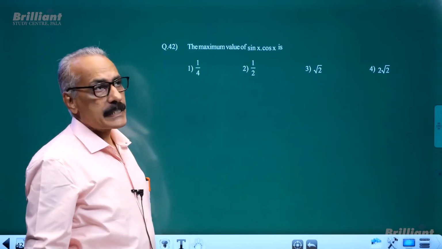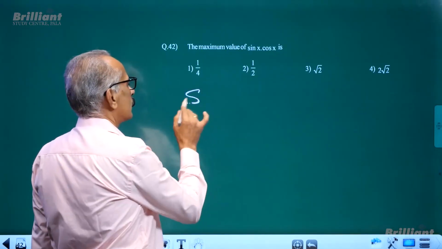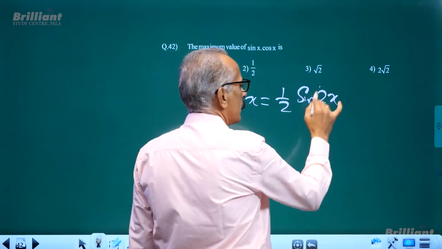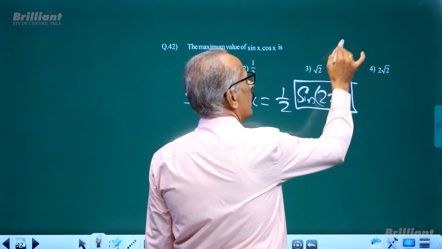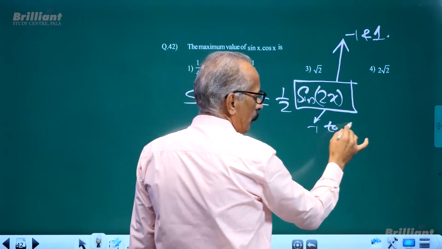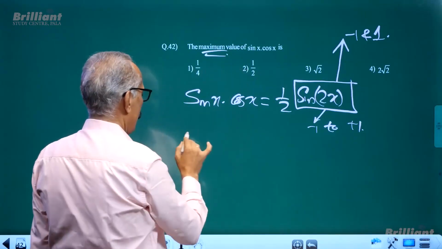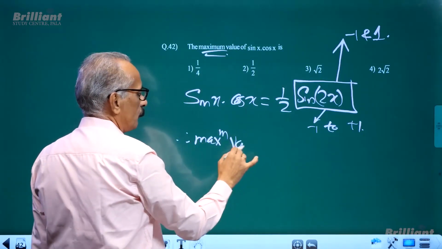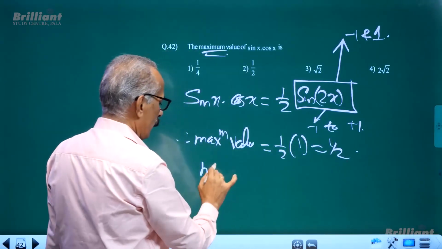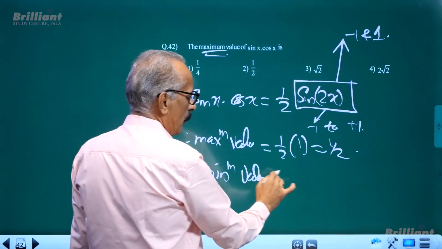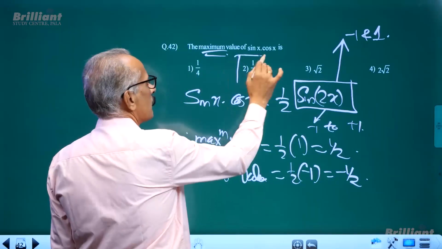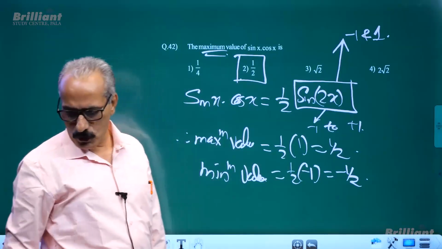Question 42. Maximum value of sin x into cos x. What is the formula? 1 by 2 into sin 2x. This is called sin theta. What is the maximum and minimum value of sin theta? Minus 1 and plus 1. Therefore, this will vary from minus 1 to plus 1. You want the maximum. Therefore, maximum value is equal to 1 by 2 into 1, that is 1 by 2. The minimum value is not asked here, but still I calculate: half into minus 1, that is minus 1 by 2. So here the maximum value is half. 42, the answer is 2.